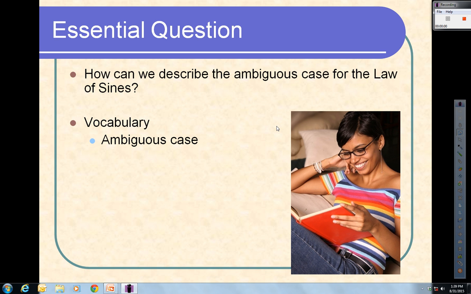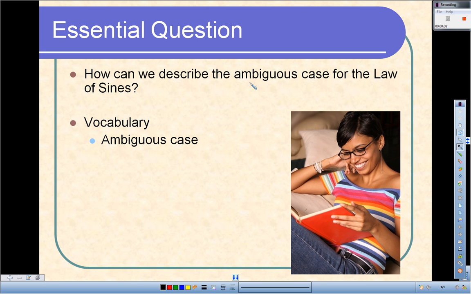Alright guys, your essential question for today is how can we describe the ambiguous case for the law of sines? Your vocabulary word is ambiguous case. Ambiguous basically means unclear or not known. So the ambiguous case for the law of sines is an issue that we run into whenever we have a certain type of triangle.